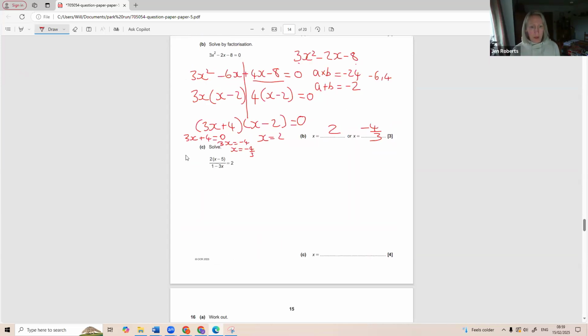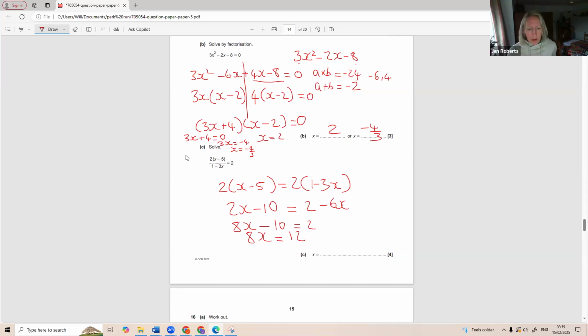Solve. Start by multiplying both sides by 1 minus 3x. I'm going to leave it in a bracket. Expand your brackets. Balance out your x's. I'm going to add 6x to both sides. Add 10 to both sides. Divide both sides by 8.